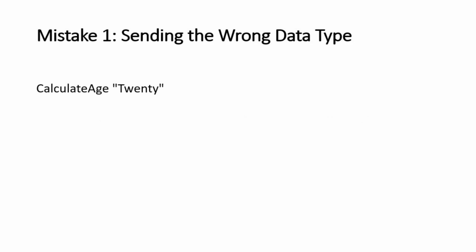Let's look at some common beginner mistakes you are likely to come across. First on the list, sending the wrong data type. For example, you might say calculate age as 20. If the procedure expects a number, sending text can cause errors. Always make sure your argument matches the parameter data type.